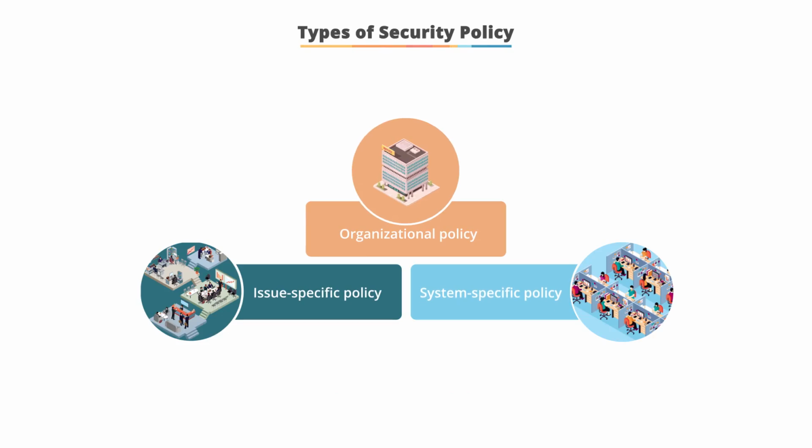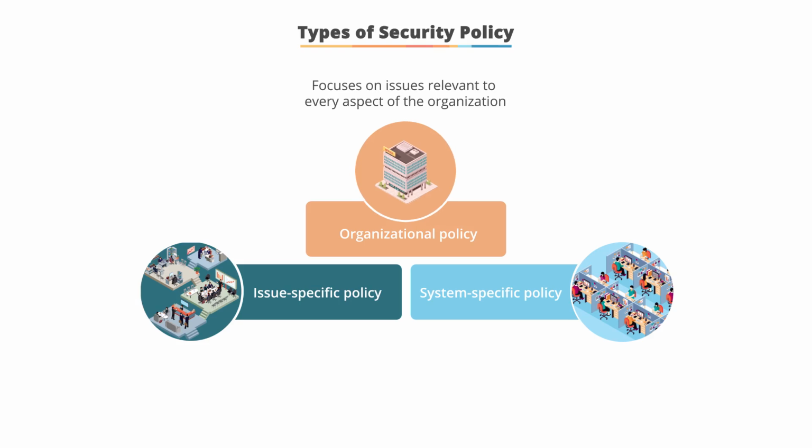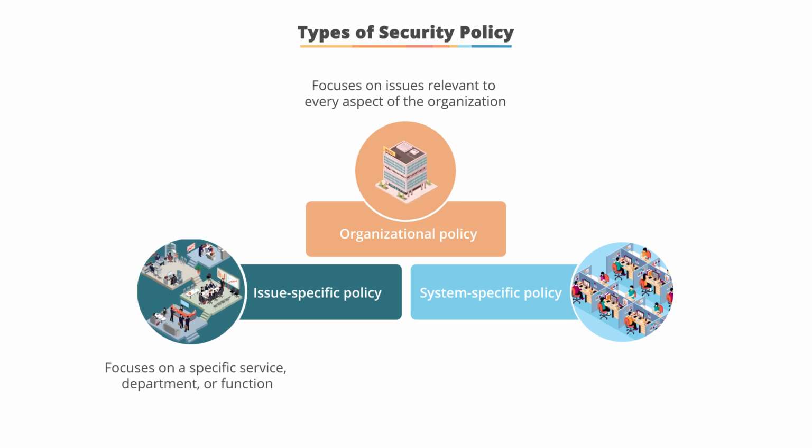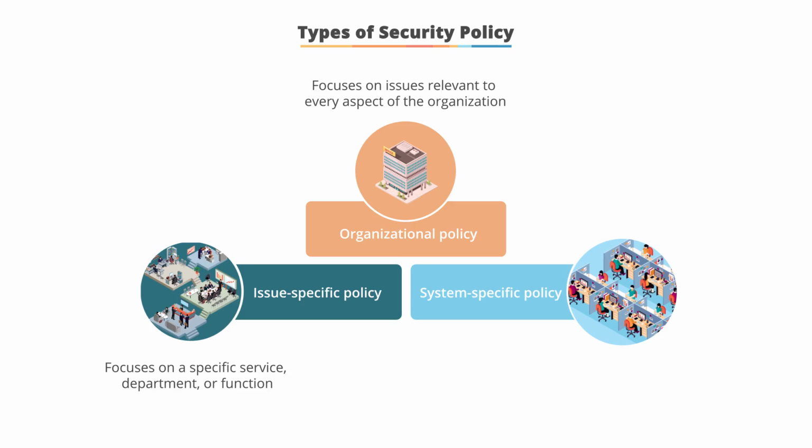Under organizational security, we may look at focusing on issues relevant to every aspect of the organization. Under issue-specific policy, we'll look at focusing on a specific service, department, or function that is distinct from the organization as a whole. And finally, system-specific policies will focus on the individual systems.